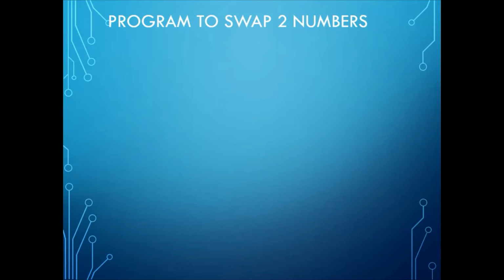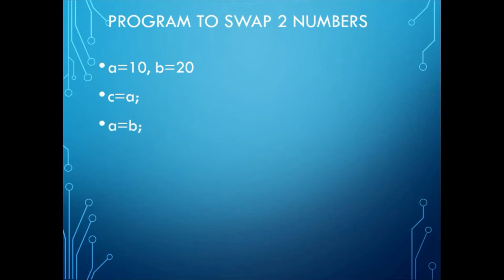For example, suppose A is initialized with the value 10 and B is initialized with the value 20. So after swapping, A should hold the value 20 and B should hold the value 10. So how can this be done? For this, let us take another variable called C. So first, the value which is stored in A will be transferred to C.